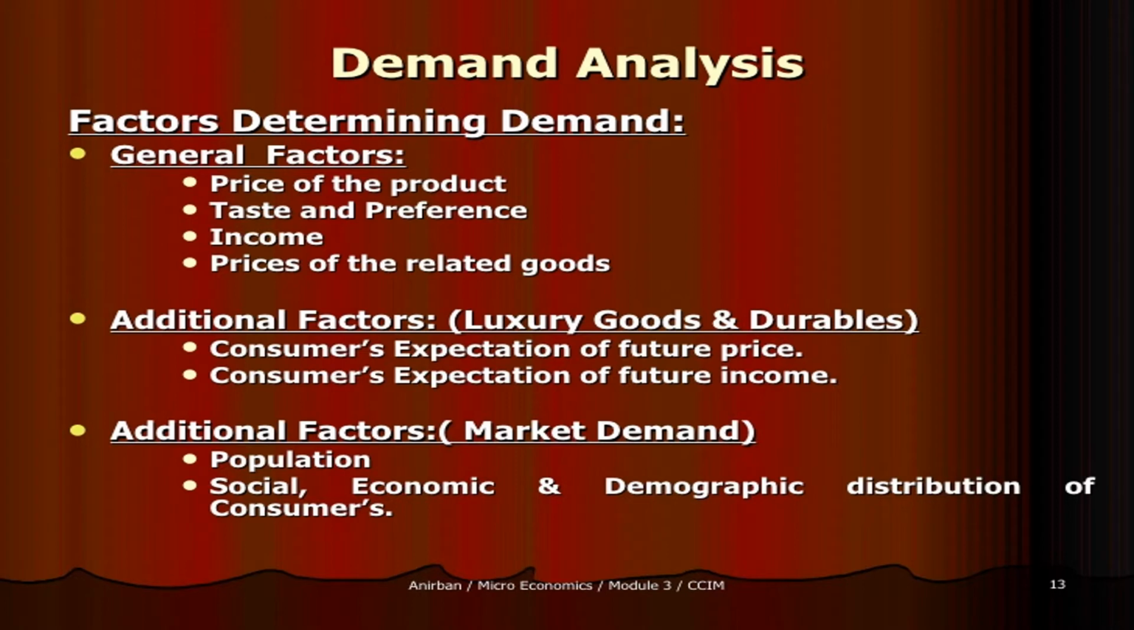first one is general factors, second one is additional factors, meaning luxury goods and durables, and the third one is additional factors like market demand. So let us know about what are general factors. There are 4 factors. First one is price of the product or price of the commodity.